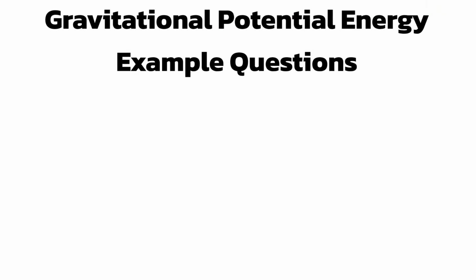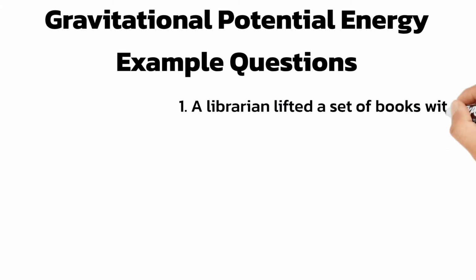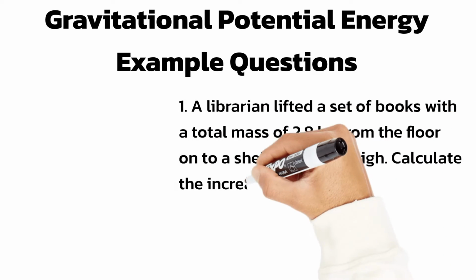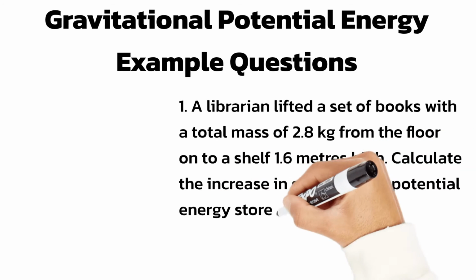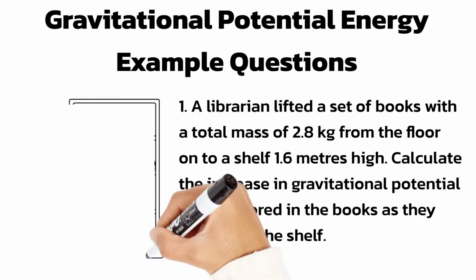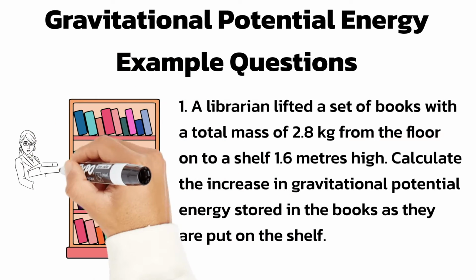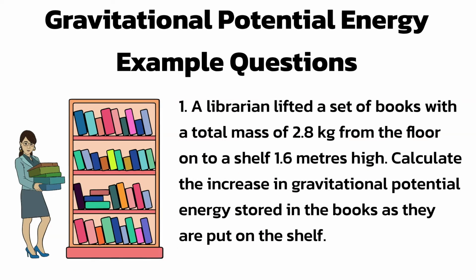Let's try a few example questions. Question 1. A librarian lifted a set of books with a total mass of 2.8 kilograms from the floor onto a shelf 1.6 meters high. Calculate the increase in gravitational potential energy stored in the books as they are put on the shelf. Pause the lesson and restart when you're ready to check your answer.